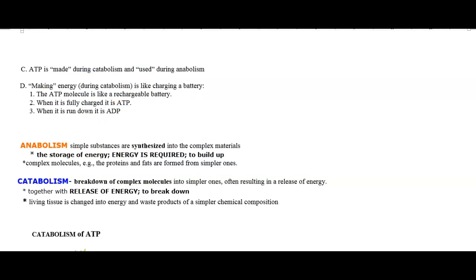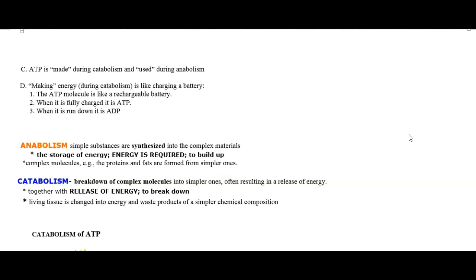So once again, ATP is made during catabolism and used during anabolism. So making energy during catabolism is like charging the battery. ATP molecule like a rechargeable battery. When it's fully charged, it's ATP. It's run down, it's ADP. So again, anabolism, this is our synthesis stage. Simple substances are synthesized into complex molecules to store energy. Energy is required. You're going to be making bonds, you're going to be building up.